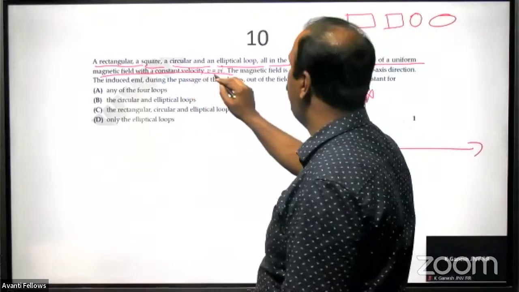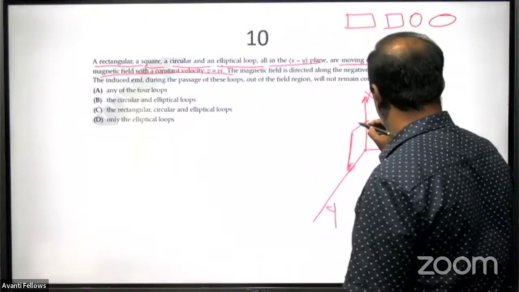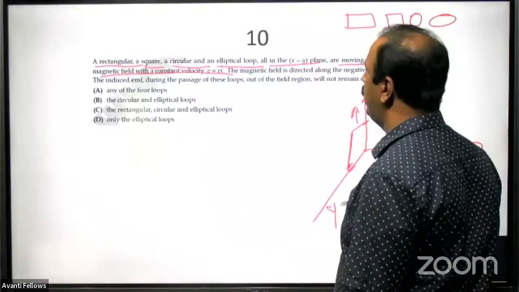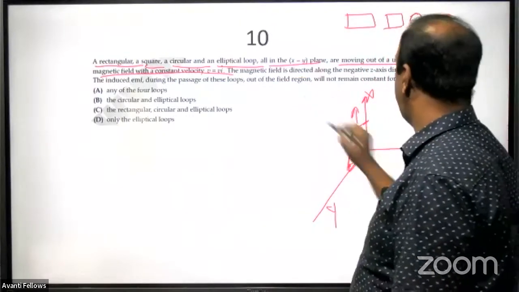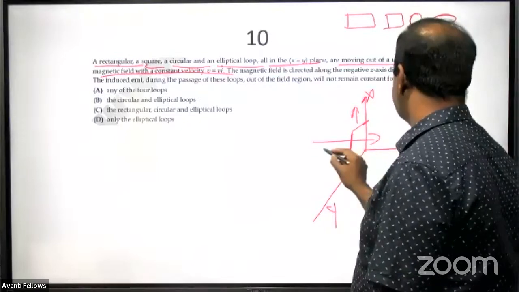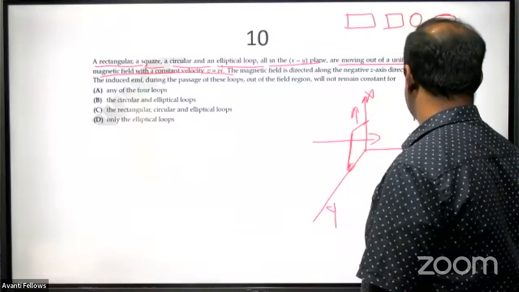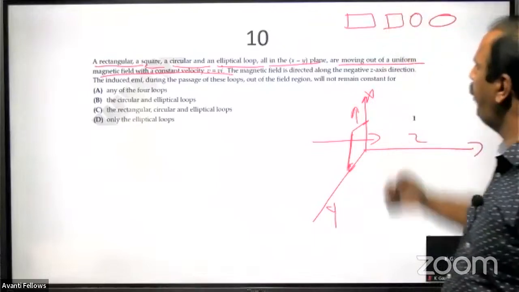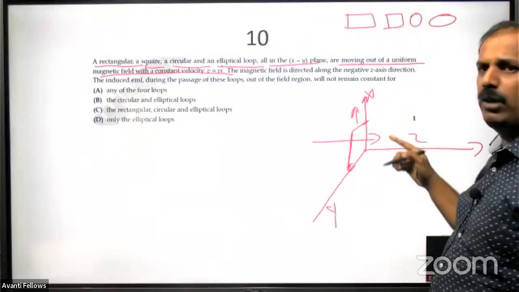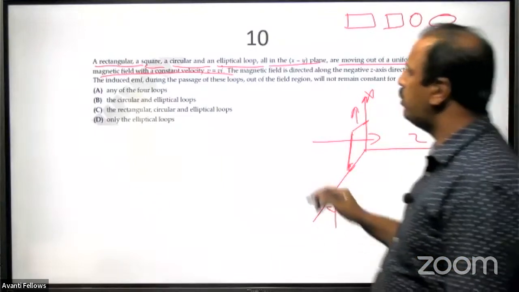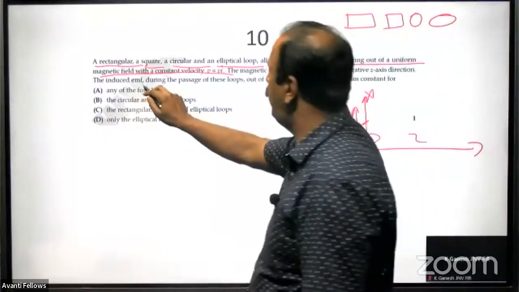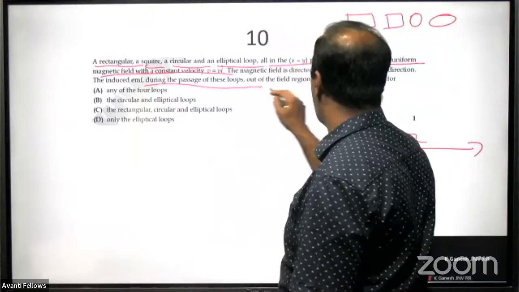And it is moving with V equal to V i, so it is moving upward, in this direction only. The magnetic field is directed towards the Z axis. That's also given. So it is moving perpendicular to this magnetic field only, so there should be an induced EMF when it is moving like that. The induced EMF during the passage of the loop out of the field.